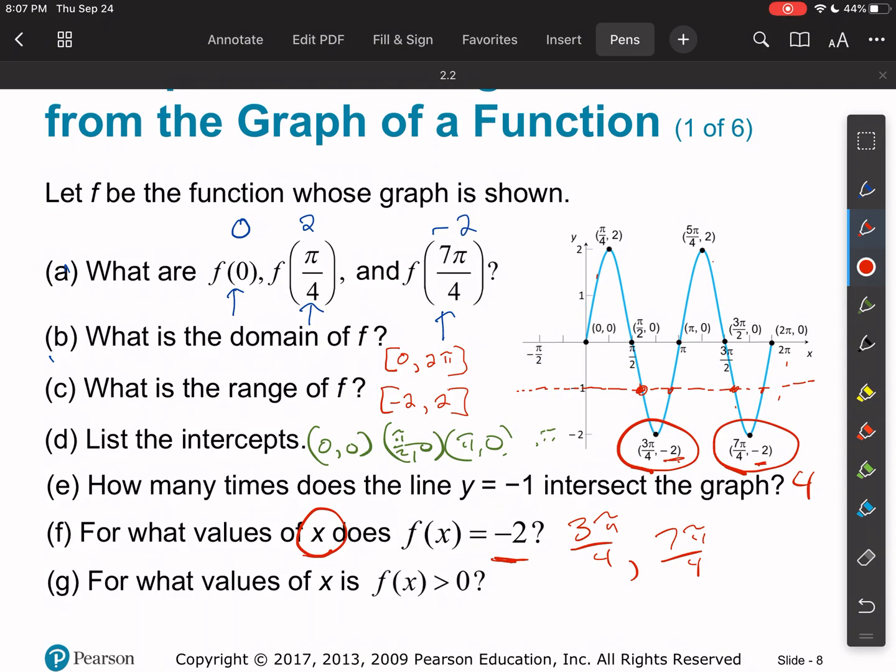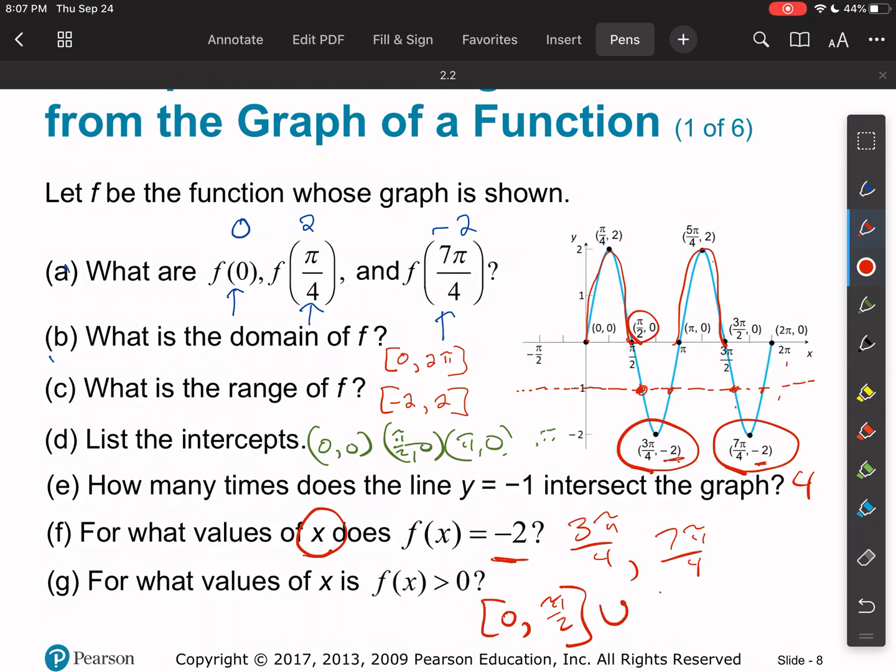Okay, then for g it says, for what values of x is f of x greater than 0? Basically, what x values give us a result that is bigger than 0. So from here to here we're bigger than 0, and from here to here we're bigger than 0. So to show that, we'll say 0 to pi over 2 inclusive, which is right here.